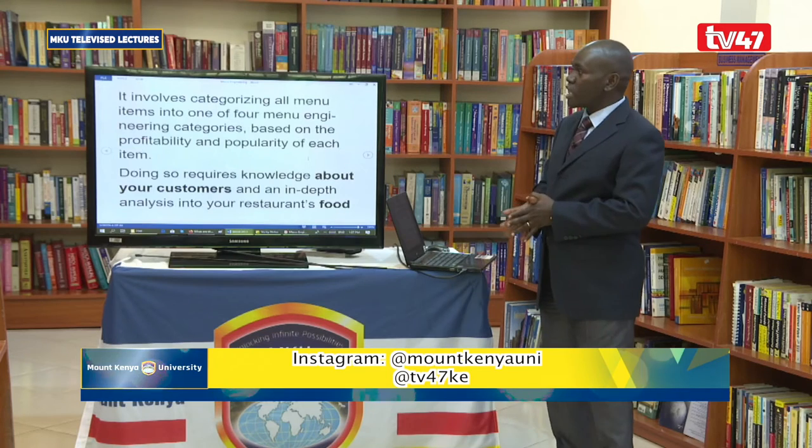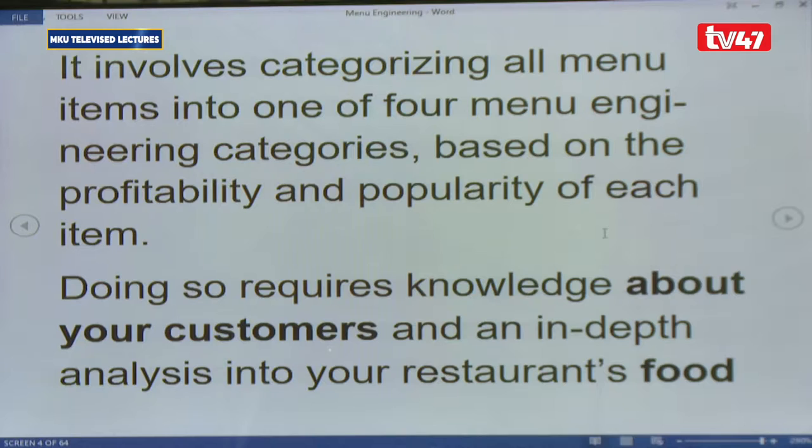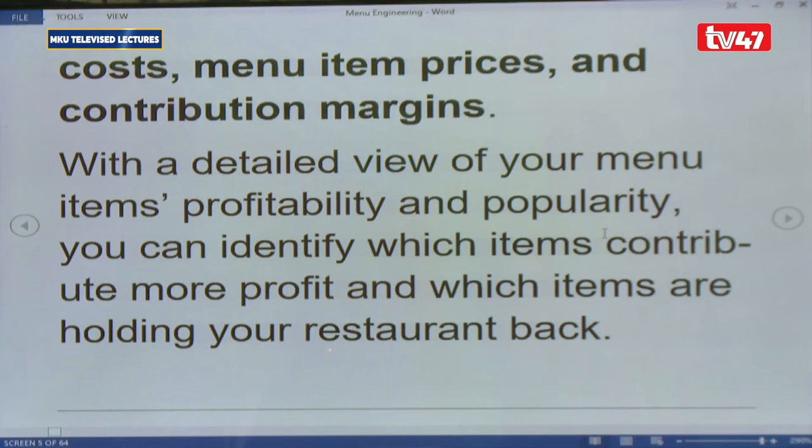This will involve categorizing all menu items into one of four menu engineering categories that are based on the profitability of the item or popularity of that item. While we are doing this, we must not only know the profitability and popularity of each menu item, but beyond that, have knowledge about our customers and an in-depth analysis of the restaurant's food costs, menu item prices, and the contribution margins. These are things we're going to go through as we see how we perform menu engineering.